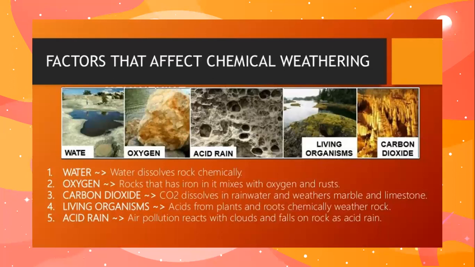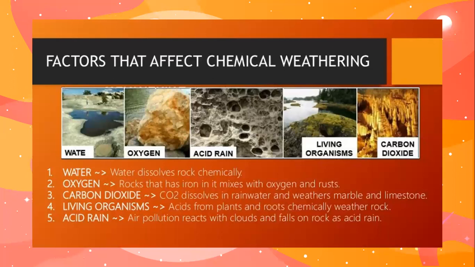So there are also different factors that affect chemical weathering. We have the water, the oxygen, the carbon dioxide, the living organisms, and acid rain. Water is dissolution. Water dissolves rock chemically. This is partly because water contains salt, so it has salinity. When rock is constantly exposed to the salt coming from the water, it would dissolve. You can observe this when there's a rain. The certain part where there is a raindrop would make like a sinkhole. It would have a hollow part. So that is how dissolution works.